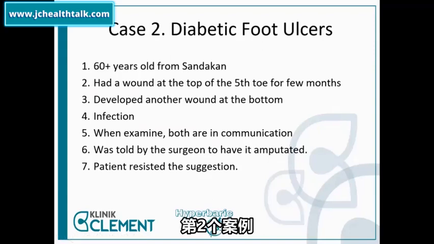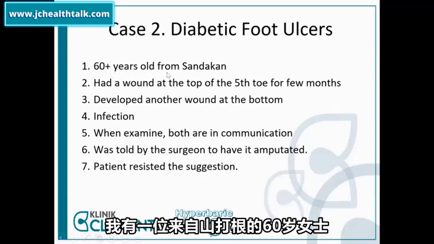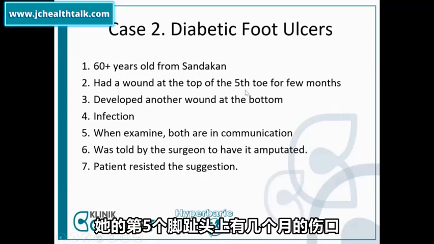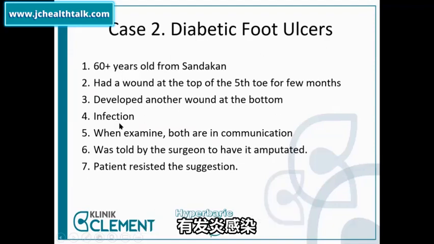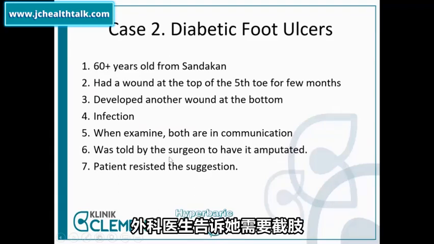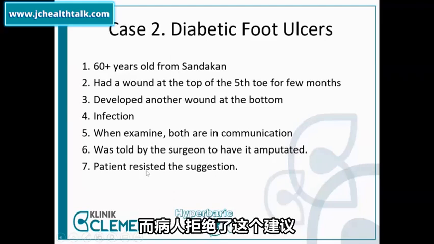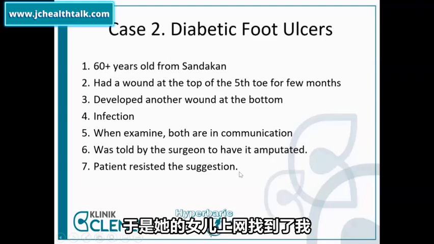Okay, in case 2, I have a 60 years old lady from Sandakan. She had a wound at the top of the 5th toe for a few months, and then later on she developed another wound at the bottom of the first wound. There was infection, and when I examined her, both were in communication. That means the first wound actually connected to the second wound. She was told by the surgeon to have it amputated, and the patient resisted the suggestion. So the doctor went online and managed to find me.